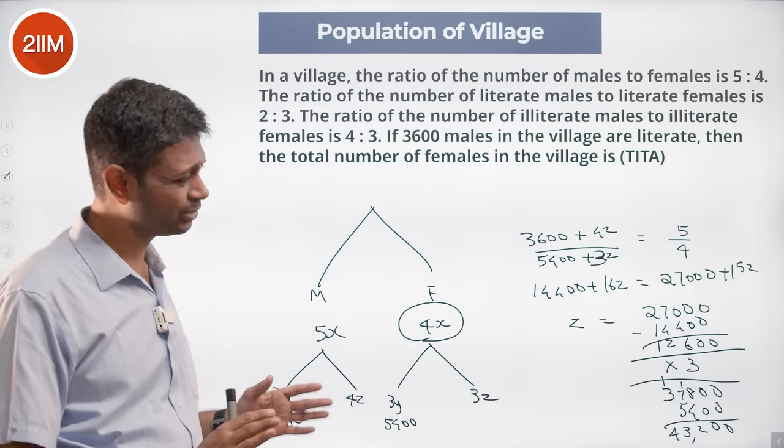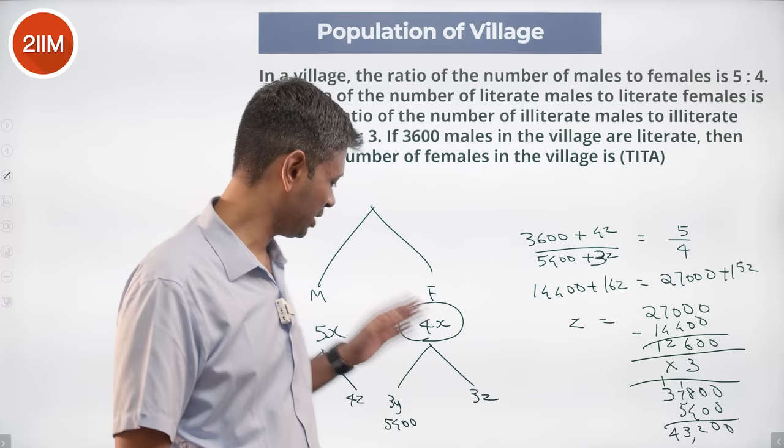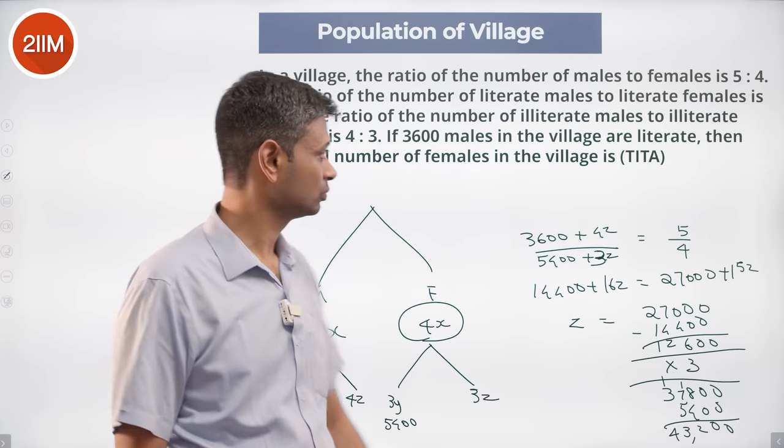That's a nice, beautiful ratios question. Write down the data properly. And then you're through. Answer is 43,200.